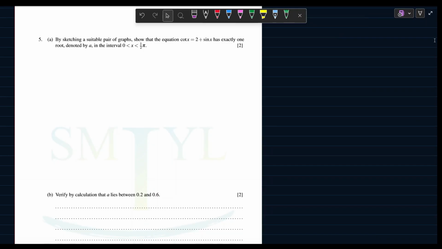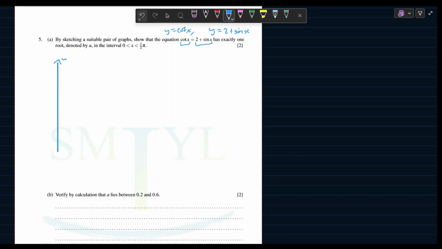Number 5, part A. By sketching a pair of suitable graphs, show that the equation cot x is equal to 2 plus sine x has exactly one root denoted by a, in the interval x between 0 and half pi. So the two graphs you have to draw would be y is equal to the left hand side, so cot x, and y is equal to the right hand side, y is equal to 2 plus sine x. And our sketch should show that there is only one point of intersection, because that would mean that we have exactly one root.